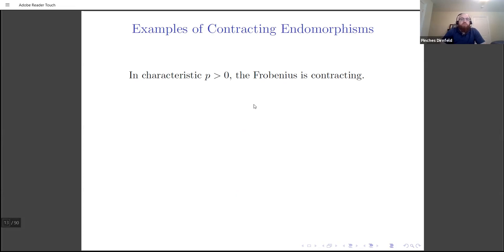So let me give some examples of contracting endomorphisms. The prototypical example is that in characteristic p, the Frobenius endomorphism is always contracting. In fact, the Frobenius always takes m into m squared and usually higher, depending on p. Contracting endomorphisms really extend a lot of the notions we know hold for Frobenius, and a lot of the properties that we know, for example Kunz's theorem and other results, are also true for contracting endomorphisms. But contracting endomorphisms exist in all characteristics.